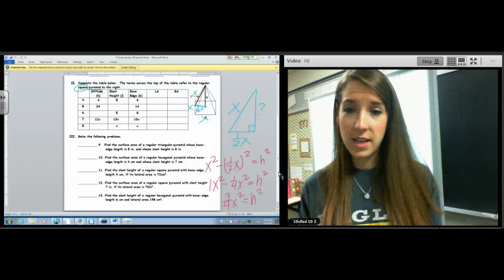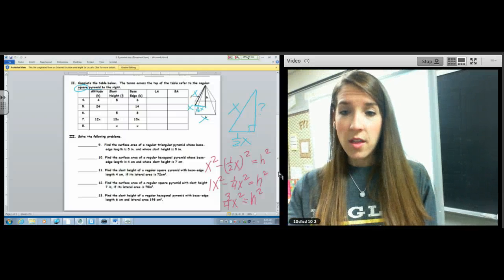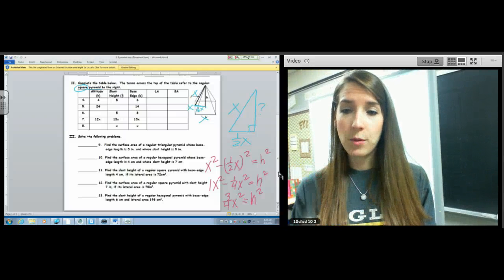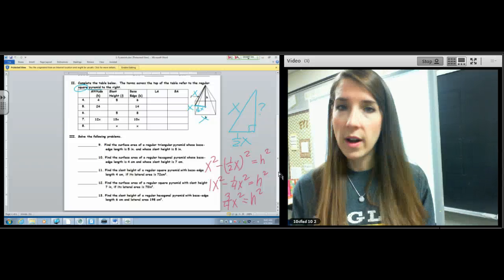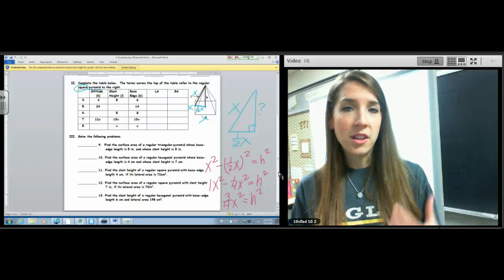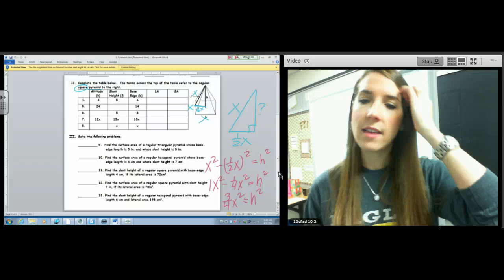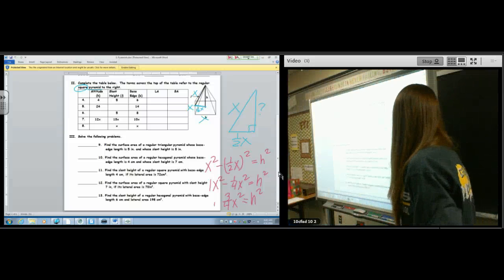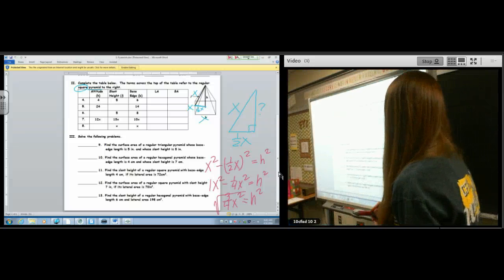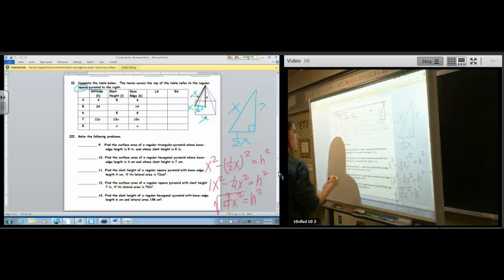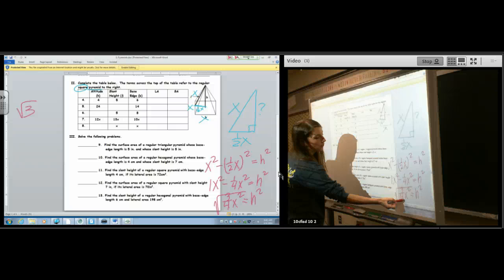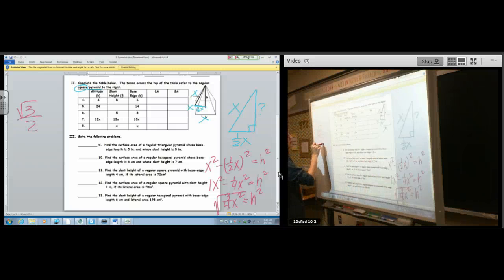Now here comes the interesting part. 3/4 x squared equals h squared. We don't want h squared, we want the height. So the last step of the Pythagorean theorem is always to take the square root. So we have to take the square root of that. The square root of 3 is the square root of 3. The square root of 4 is 2. The square root of x squared is x, and that's how we get that for our height.